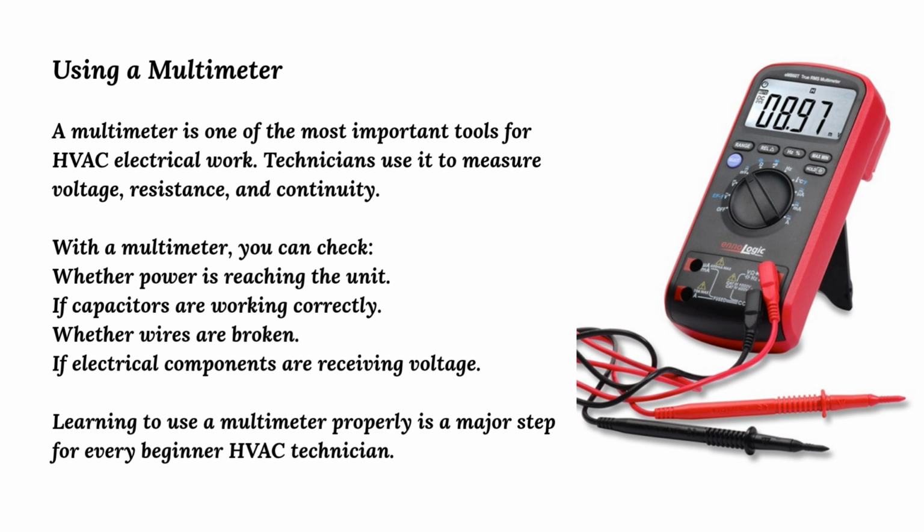Using a multimeter. A multimeter is one of the most important tools for HVAC electrical work. Technicians use it to measure voltage, resistance, and continuity. With a multimeter, you can check whether power is reaching the unit, if capacitors are working correctly, whether wires are broken, and if electrical components are receiving voltage. Learning to use a multimeter properly is a major step for every beginner HVAC technician.